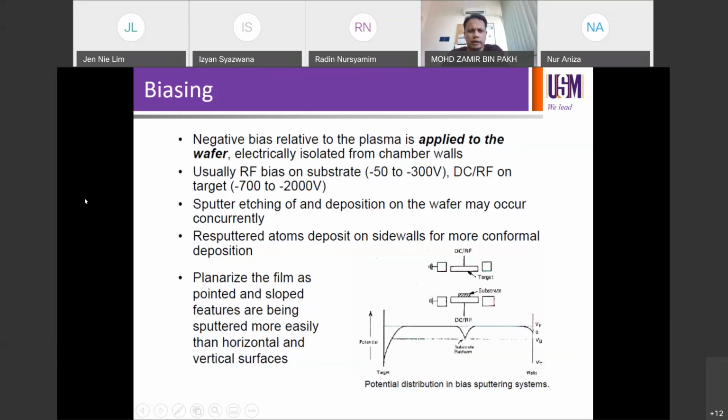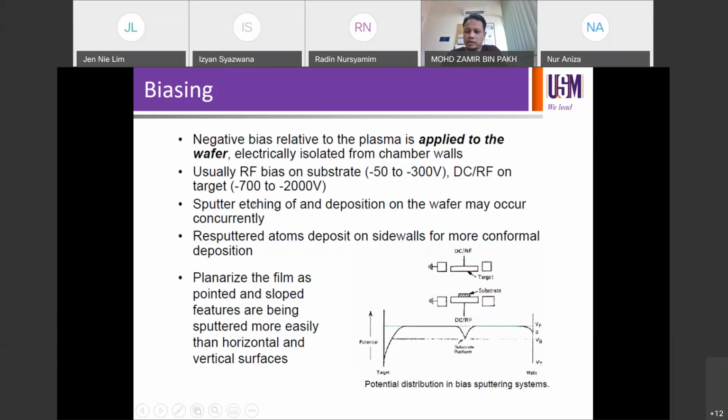So biasing, negative bias relative to the plasma is applied to the wafer, electrically isolated from chamber walls. So in order to see how do you apply biasing, you need to see how do you configure your electrodes, right? For example, in this case, usually RF bias on a substrate, a negative bias, negative 50 to negative 300 volt, DC RF target negative 700 to 2000 volt. Wow, this is very high. Is applied to the substrate.